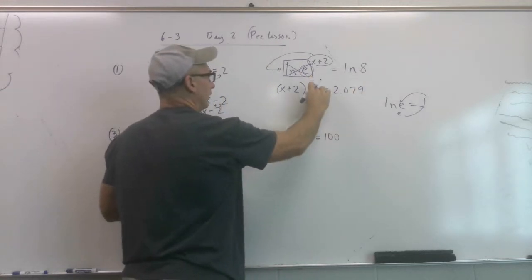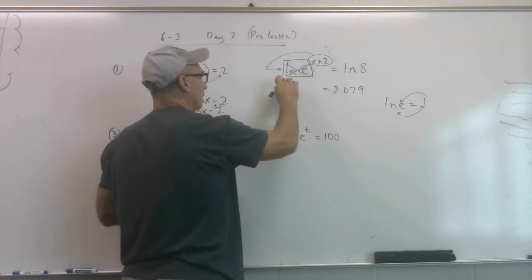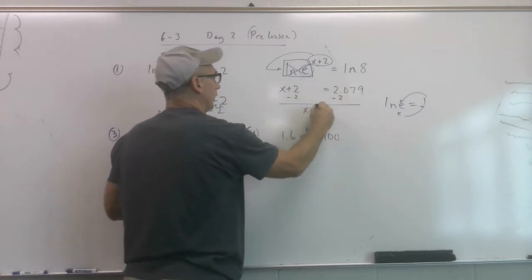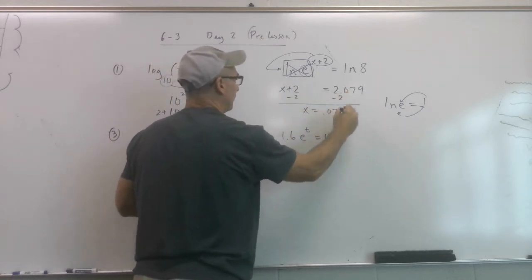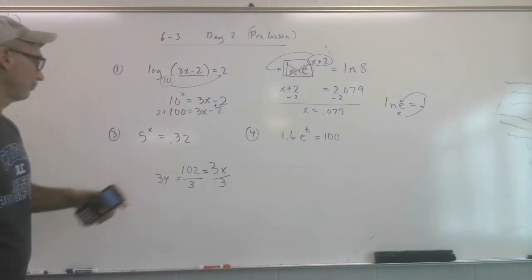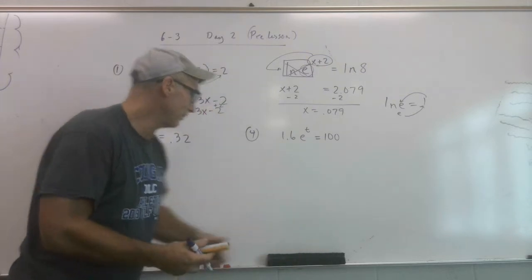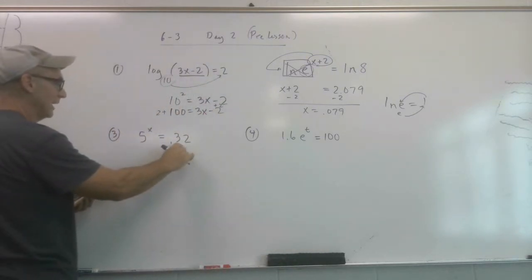Now, this doesn't mean anything because 1 times anything is itself. So I subtract 2, so I get x is 0.079. Let's go on to this one. Common bases, happy places. Good luck with that. That's not going to happen.